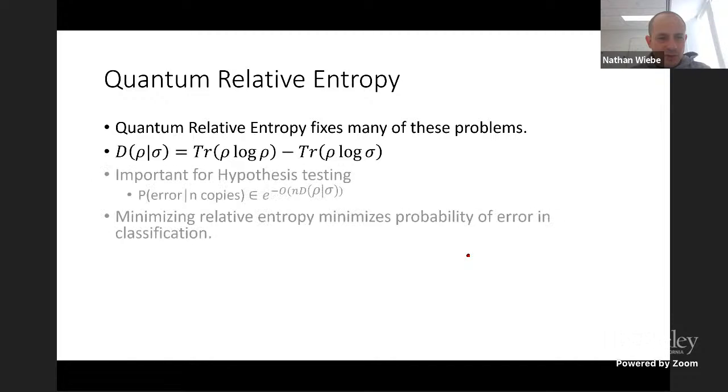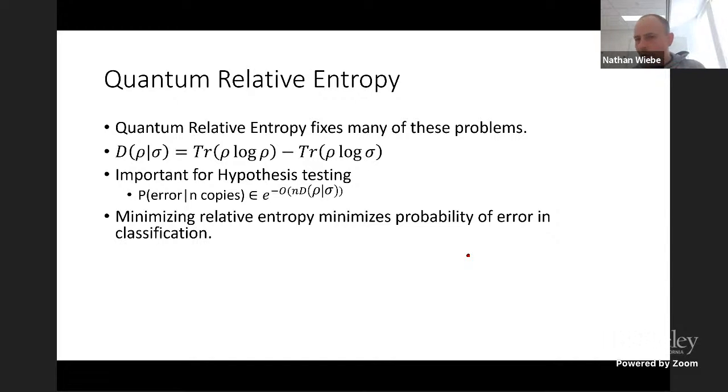And this particular result is really important for hypothesis testing. You can end up bounding the error that you make in hypothesis testing, distinguishing between two quantum states, rho and sigma, in terms of the number of copies that you feed into the optimal discriminating circuit and the relative entropy between the two states that you're trying to identify. So that's one of the things that I really like about it. It has a well-motivated information theoretic basis.